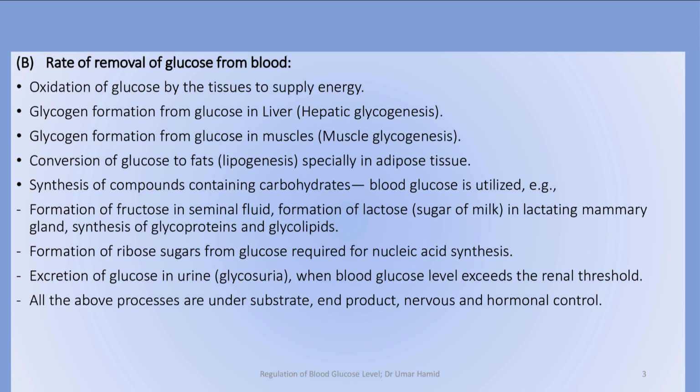Formation of ribose sugars from glucose, required for nucleic acid synthesis, for example, for the synthesis of DNA and RNA. Excretion of glucose in urine, which is called glycosuria. Glycosuria appears when blood glucose level exceeds the renal threshold, that is almost 180 mg per deciliter. All of the above processes are under substrate, end product, nervous and hormonal control.